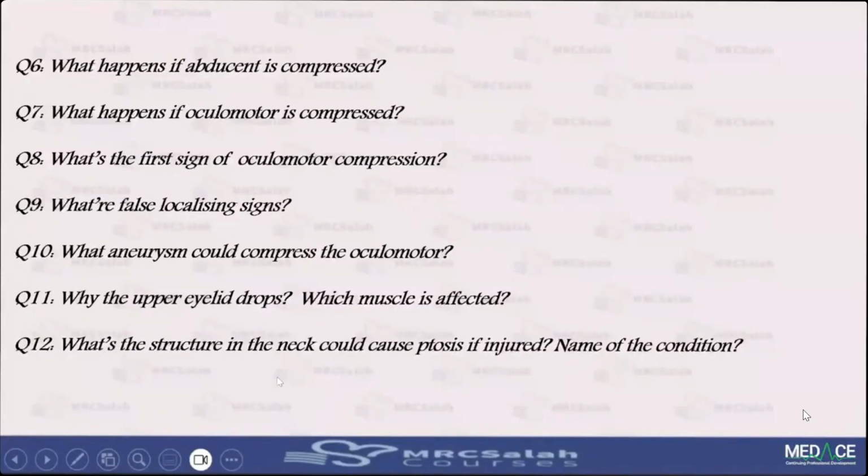What is the structure in the neck that could cause ptosis if injured? In the neck, the sympathetic chain. And what is the name of this condition? This is Horner's.